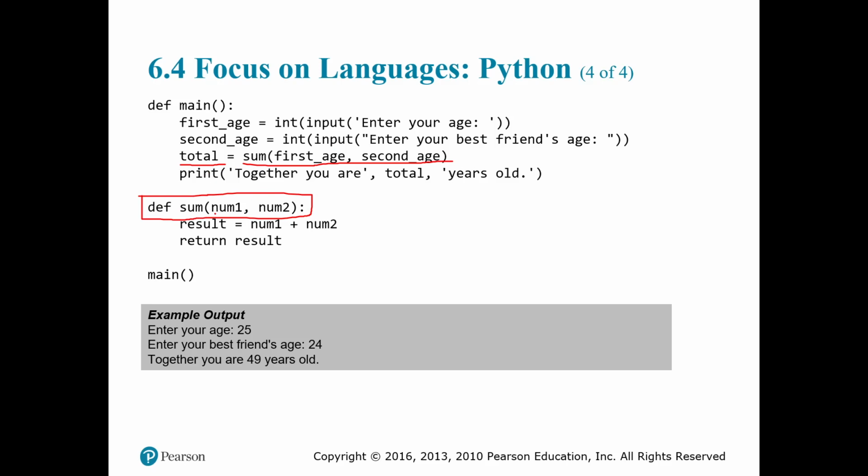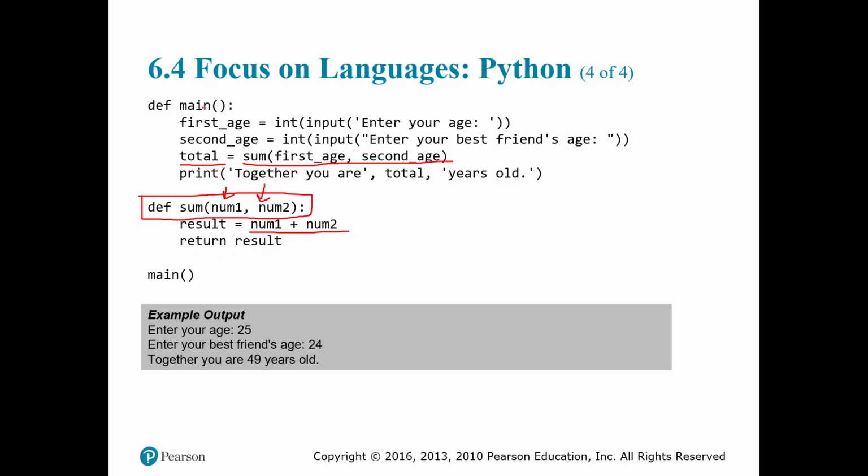Oh, here it is. Our sum function. What does it do? It takes two numbers, number 1 and number 2, and we're sending the two numbers that we got from the user to this function. As you can see, first age, second age, first age, second age. We send them into the function. And then we just take a sum of them. And then we return the number that we got right here. We just return it back.